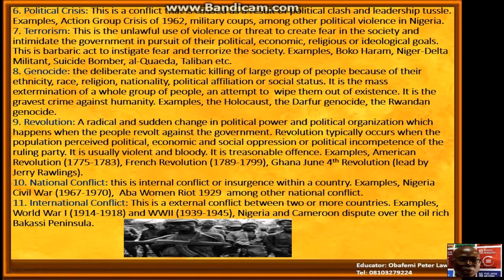The next one is political conflict or crisis. And this political conflict or crisis mostly happens during the period of election, or when the drum of election is beating. So this type of conflict has to do with political clashes or leadership tussle. So for example, the Action Group crisis of 1962, the military coup that came as a result of the change in leadership, and other political violence in Nigeria. So this political crisis mostly happens in a situation where there is absence of free and fair election, and when there is rigging of election.